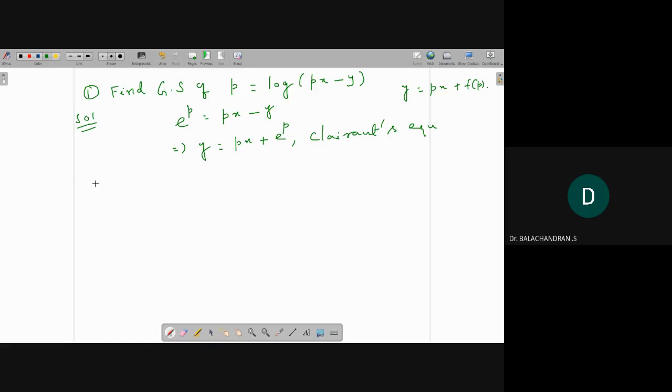So the general solution is just replace P by C. Y is equal to Cx plus e power C is the general solution of the given problem. Okay, so that is the general solution of 1.